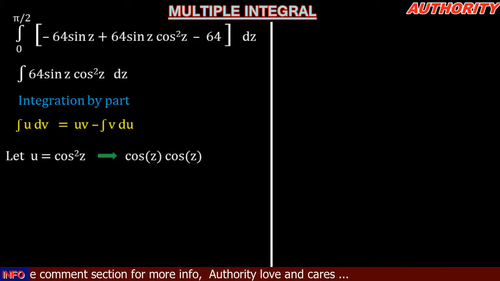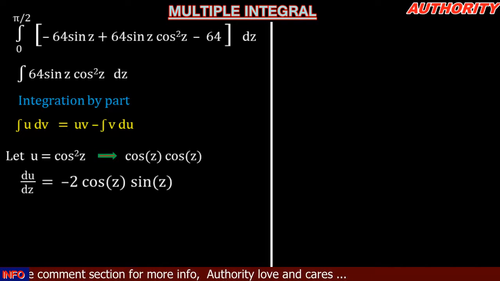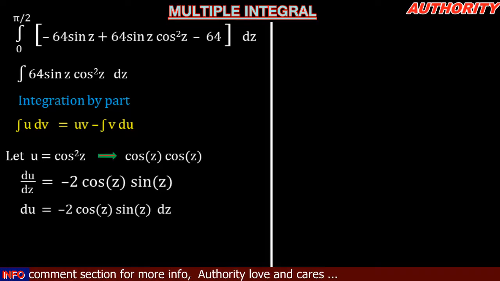Now we differentiate this u with respect to z. That means du/dz gives us minus 2 cos z sine z. Let's make du the subject, so we cross multiply, and we have du equal to minus 2 cos z sine z dz. After we have identified our u, everything else gives us our dv. So after saying cos squared z is our u, the remaining thing is sine z dz, which we say is our dv.